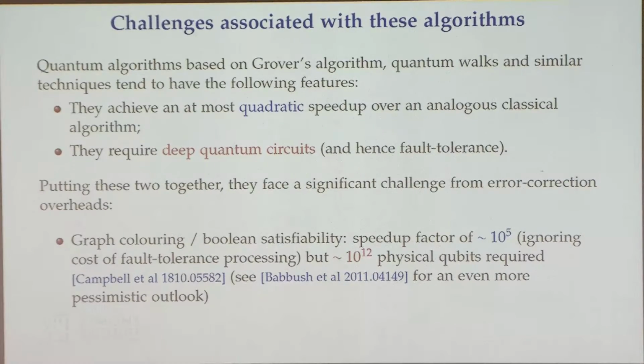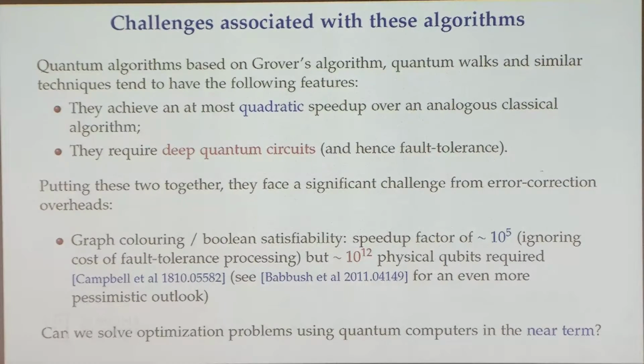And even worse, if you take into account the cost of the error correction processing, then the advantage ended up disappearing entirely. So the conclusion we took from this is that speedups might be possible using these methods, but we're going to need really big improvements in the error correction machinery. But there's an even more pessimistic view from this paper of the team at Google in 2000, where they do a more detailed analysis and get even more depressing numbers.